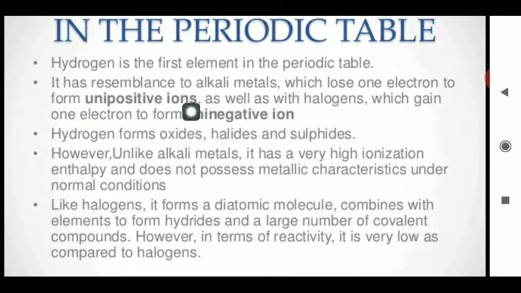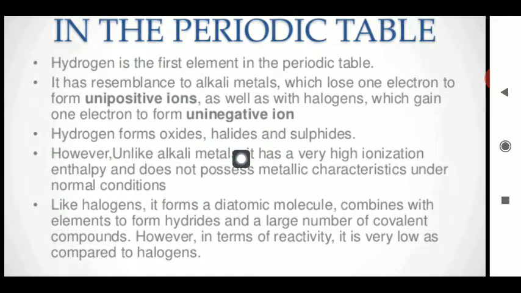It has a resemblance with the alkali metals, which lose one electron to form the unipositive ion, hydrogen will also do so, and as well as its similarity with the halogens also exists. So we will discuss this part separately. In compounds like the hydrides, hydrogen can exist as the H negative ion, which can gain one electron to form the uninegative ion. So this position is quite controversial, and still this position is controversial. We cannot conclude the position of hydrogen as an alkali or as a halogen. So where it should be placed, there is still a controversy about this. Hydrogen forms various oxides, it can form various halides, it can form various sulfides there.